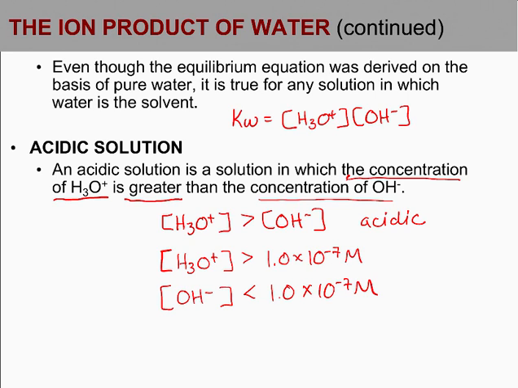All right, now remember, these two values have to equal 1 times 10 to the negative 14th. So if the hydronium ion concentration goes up, then the hydroxide ion concentration has to go down to compensate for that change, and vice versa. So they always have to equal 1 times 10 to the negative 14th.